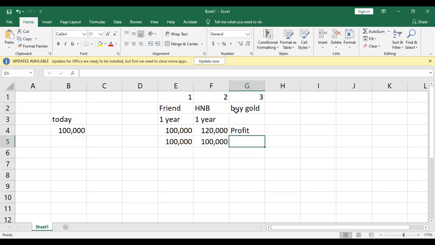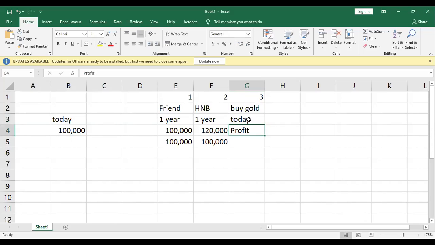And also your friend and HNB give the same return, and you have three options: one, two, three. So this time, what will be your option? Option one, you can give that money to your friend and he will pay back that money after 1 year. HNB also pays back your money, the same amount, no interest. And you can buy gold today.